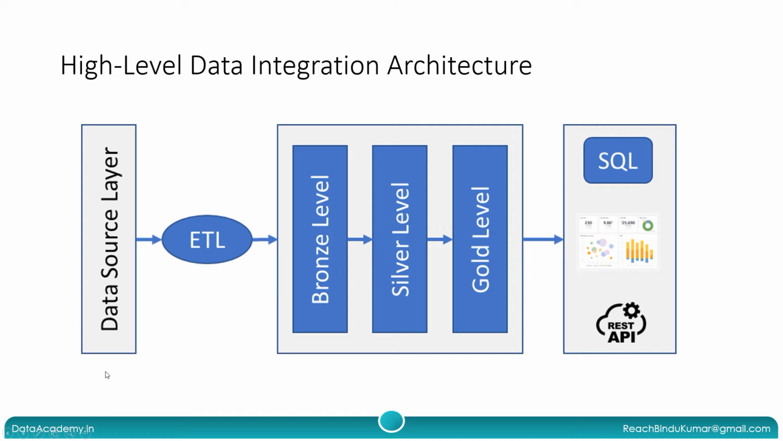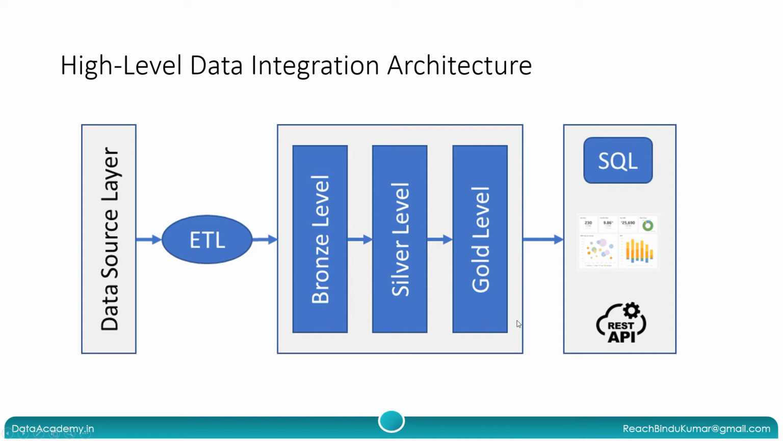So we have the data source layer. Looking at this picture from the left side, the first thing that you see is a data source layer. Then you have something called ETL. ETL is a process or a tool which helps in moving or copying the data from the data source layer into these different layers.